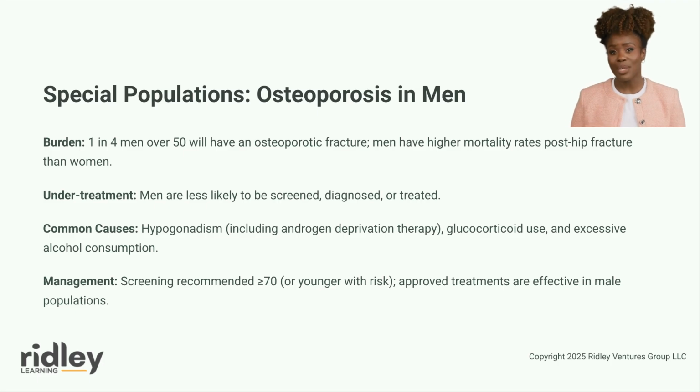Testosterone replacement may be considered in men with documented hypogonadism as a contributor to bone loss, though this approach addresses the underlying cause rather than directly treating osteoporosis. Additional osteoporosis therapy is often warranted. For men receiving androgen deprivation therapy for prostate cancer, prophylactic osteoporosis treatment with denosumab or bisphosphonates is recommended given the rapid bone loss and fracture risk associated with this therapy.